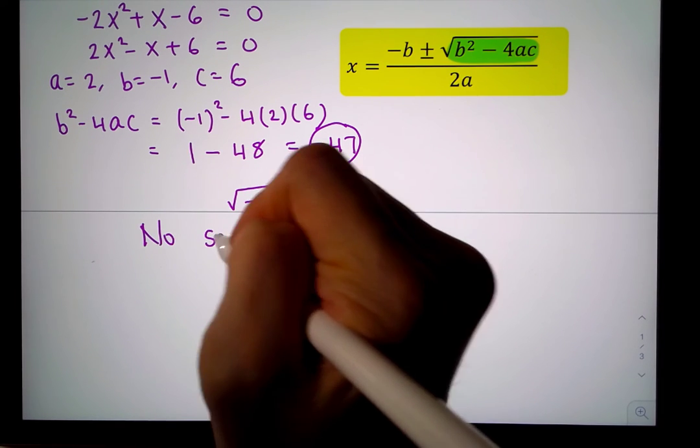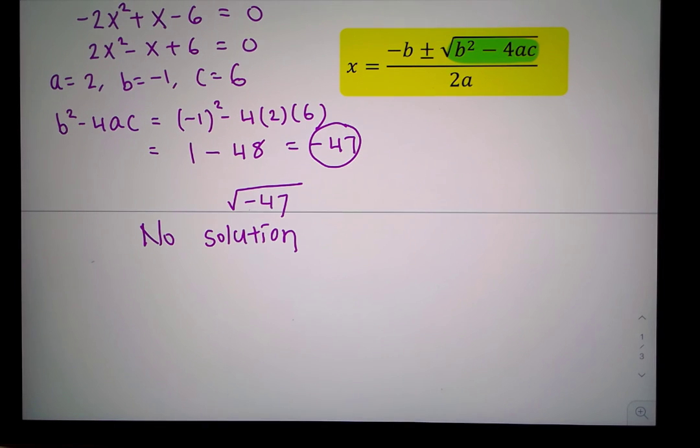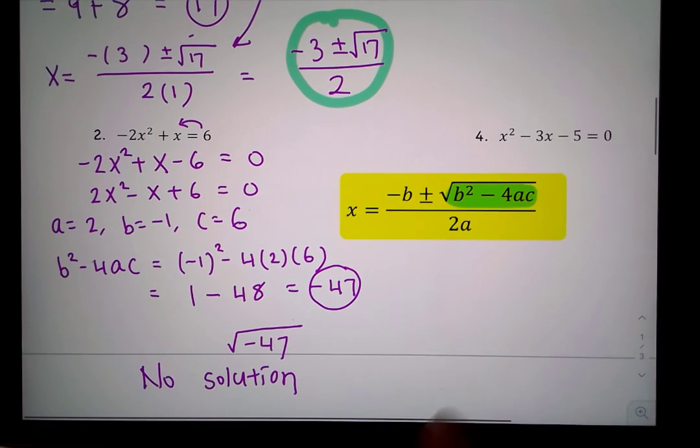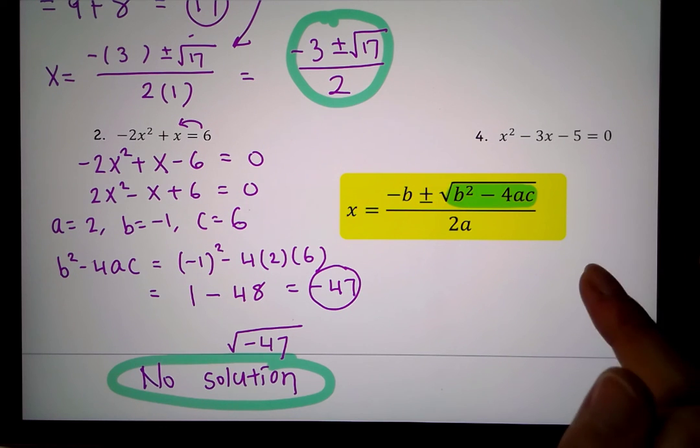So you don't have to do it more. No solution, because we cannot have negative number inside of the radical. All right? So whenever you get negative, you just answer no solution. You're not doing it more. Okay? In algebra 1. So next year you will solve it, but like right now we're not.